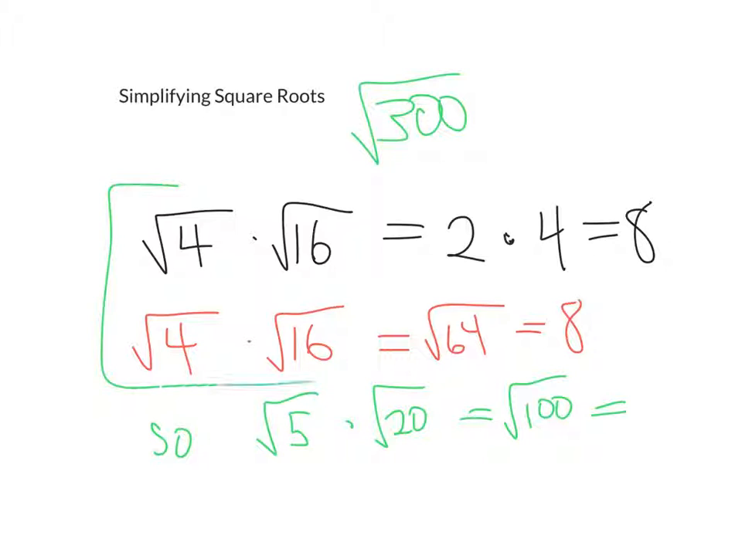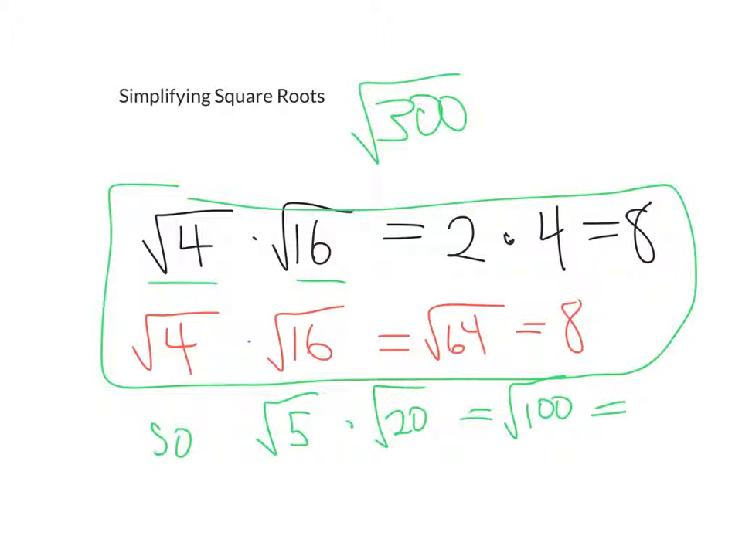This is just an example of how to work this. So if you imagine radical 4 times radical 16. Radical 4 is, what's the square root of 4? 2. Radical 16, what's the square root of 16? 4. I can multiply those two together after I simplify the radicals by finding their square roots, and then I end up with 8.